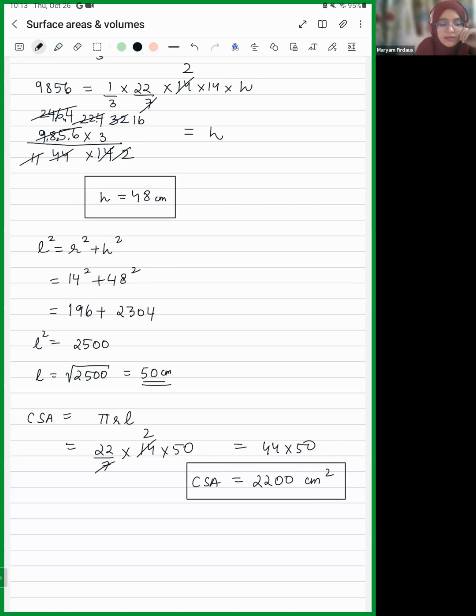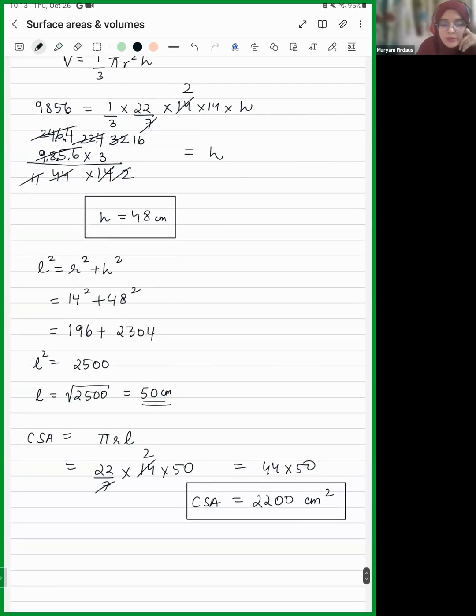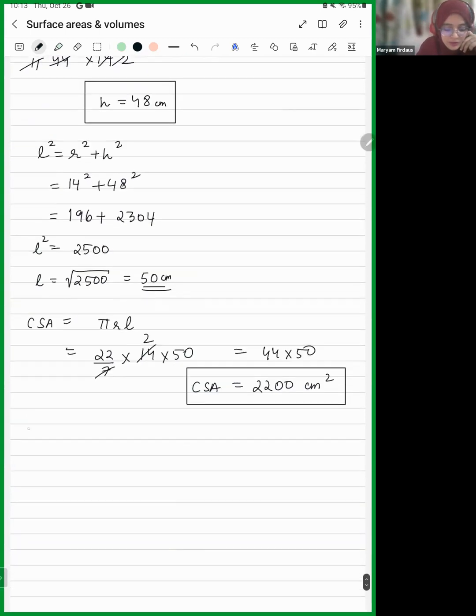Now let's do the next question. Someone has to explain to me. Who will explain to me? Preshita, can you explain to me what they mean by the seventh question in the textbook? Let me write the question here.